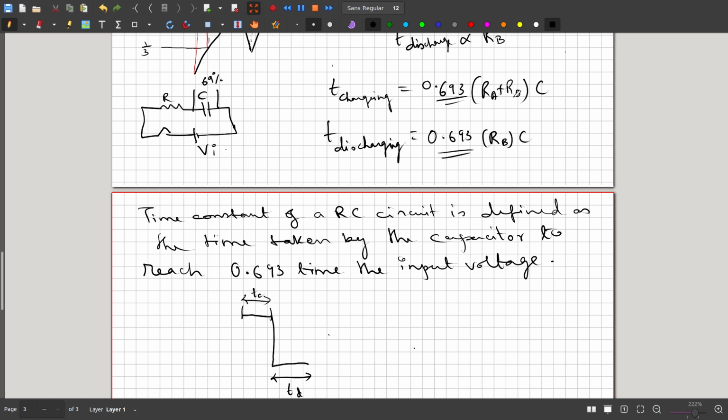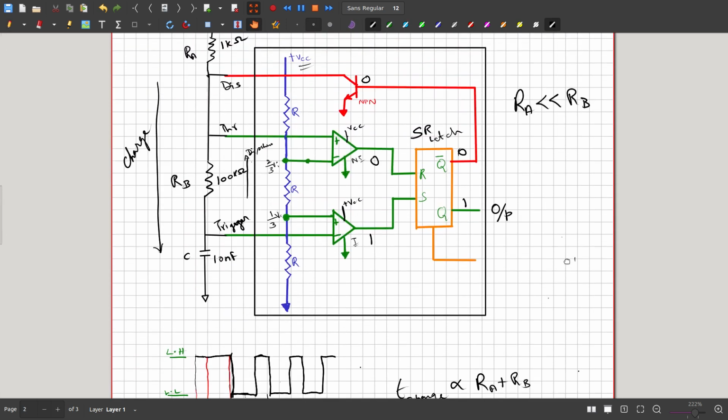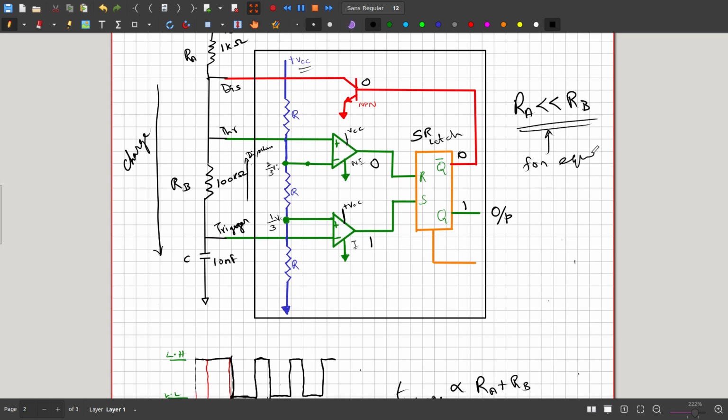If you look at this, we can alter the width by varying the values of Ra and Rb. Okay, so in order to get a symmetric charging and discharging width, we usually choose Ra very much less than Rb. In such a way, Ra can be neglected. Therefore, both the charging time and discharging time are of the same values. That's why I made this statement here: Ra should be very much less than Rb for a symmetric waveform, for equal Tc and Td.